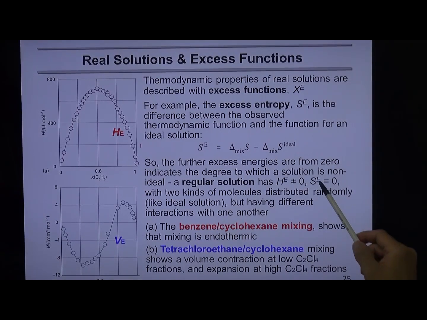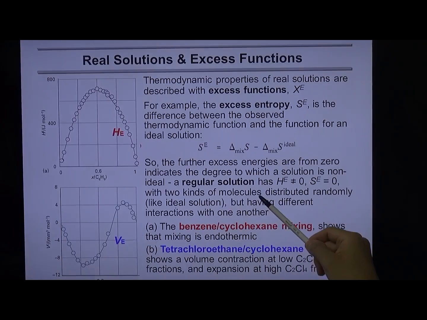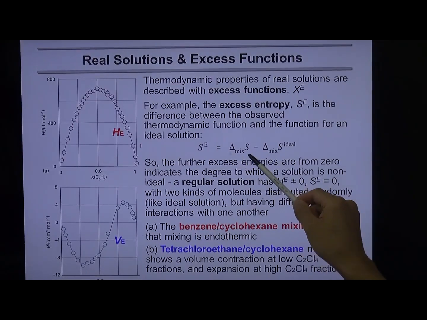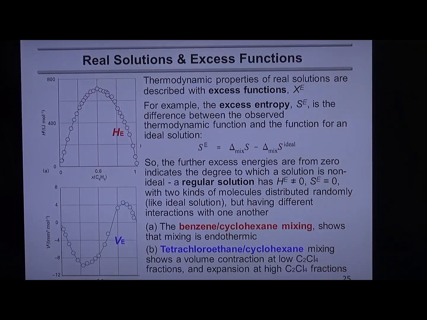Which means that since excess entropy is zero, two different liquids mix together randomly. Because this one is zero, it means that this and this are the same. But since excess enthalpy is not zero, they have different molecular interactions between different kinds of materials.